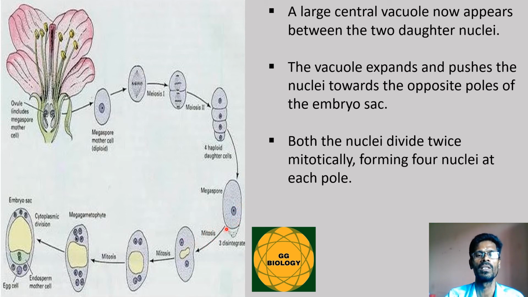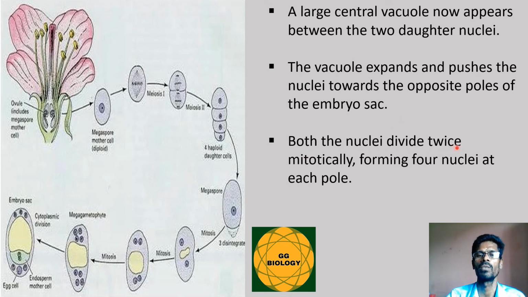So the single nucleus will divide into 2 nuclei. In between, a small vacuole is formed. Later the vacuole also grows larger in size. So later the 2 nuclei will divide into 4 nuclei and the 4 nuclei later into 8 nuclei. A large central vacuole now appears between the 2 daughter nuclei. The vacuole expands and pushes the nuclei towards the opposite poles of the embryo sac.